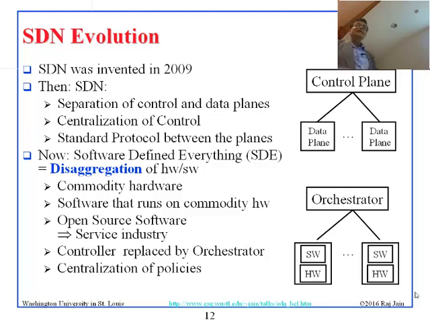Open source software. That's another thing that is happening: all the software is open source. If it is not open source, we won't use it. As you will see, there is an open source SDN controller, and anything you want to do nowadays, there is open source for that. And the controller is replaced by the orchestrator. We don't call it a controller, we call it an orchestrator, because this can change the policy of the whole network sitting at one place. And centralization of policies. So this is not centralization of control, it's centralization of policies. This is how it has finally turned out.